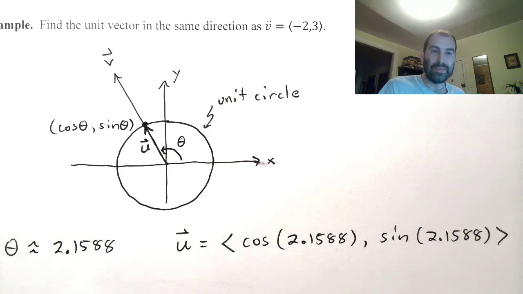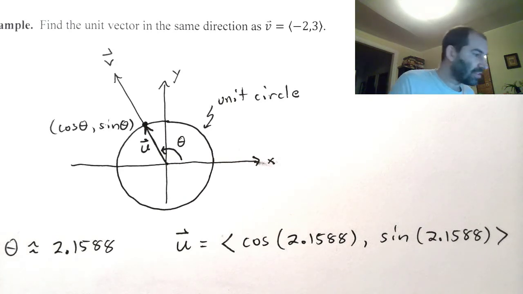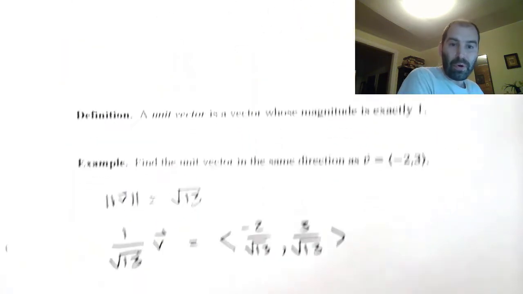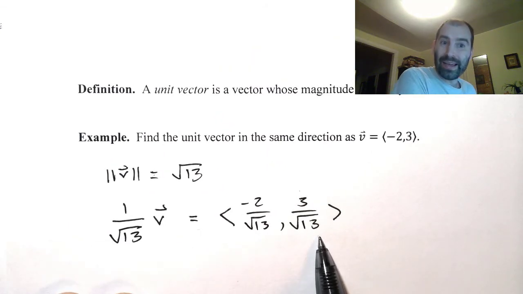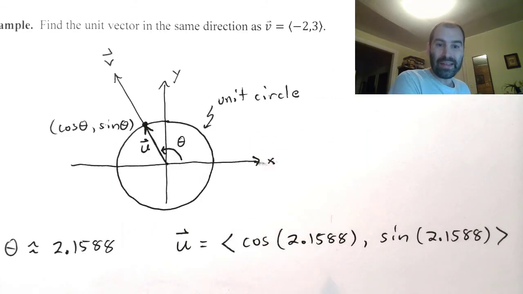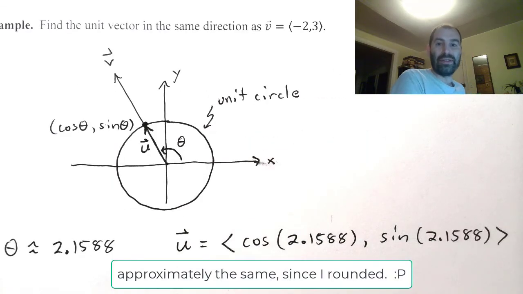That's the answer. Now, it looks different than the answer we wrote down before. Let's see if we have it here. The answer I wrote down before was this. But if you go ahead and check it on a calculator, you'll see that this and this are exactly the same. So two different approaches to finding unit vectors.